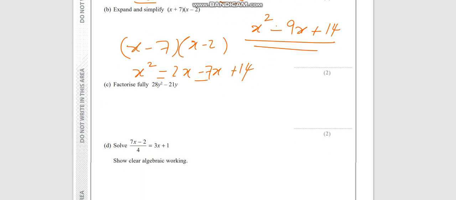Factorize fully 28y square minus 21y. Which number comes into your mind when we have to factorize something and take out of the bracket? Yes, it is 7. So 7 into 4y. If I take y out, that's 7y into 4y minus 3. That's the same thing. So this is the answer.